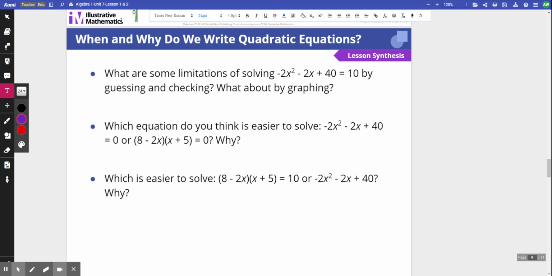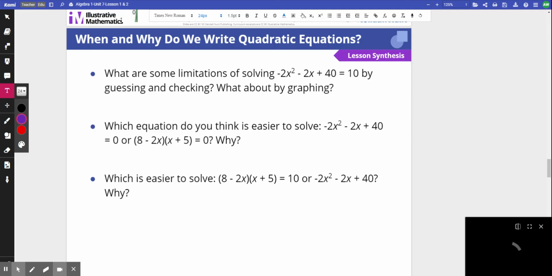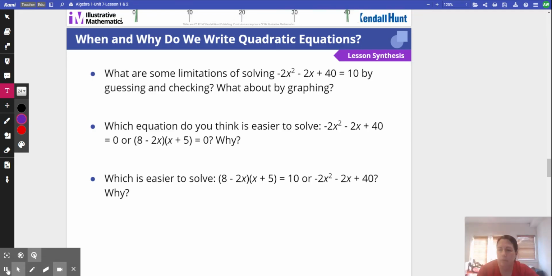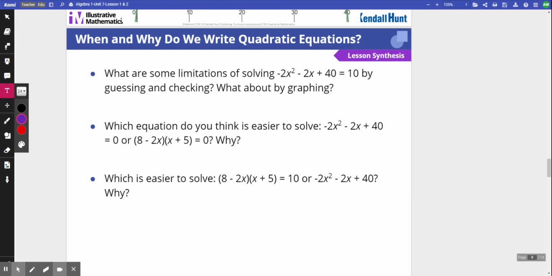So if I have negative 2x squared minus 2x plus 40, and we're trying to figure out when that equals 10, I'm looking for where they intersect. Right now I don't see it, so I have to zoom out. So it works at -5 and at 4. I realize you can't see my decimals when I flip over to that screen. So -5 and 4, I can see where they intersect.